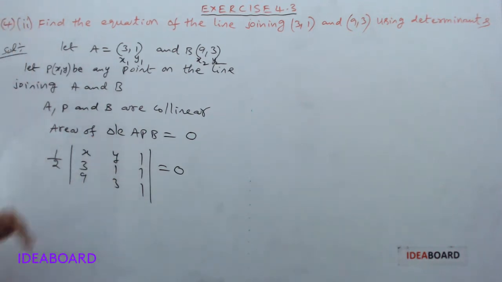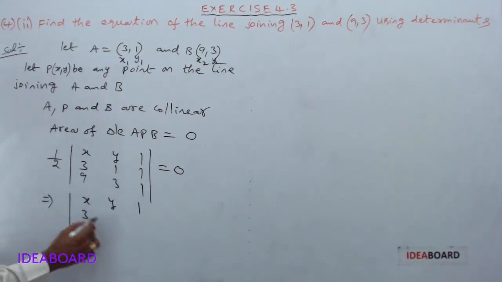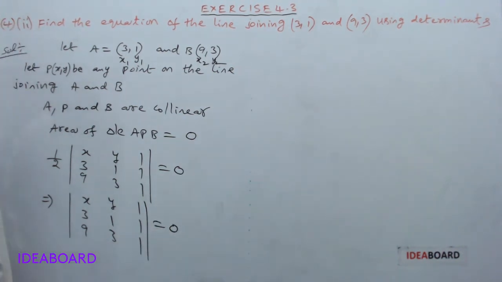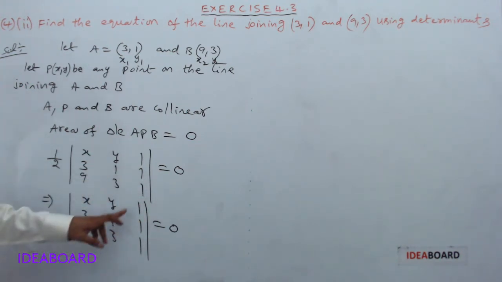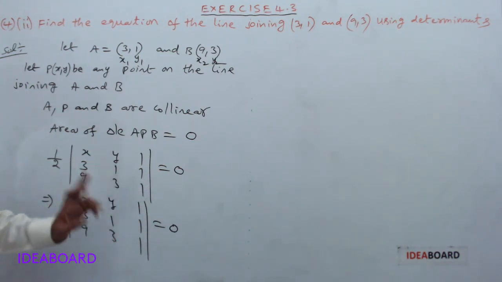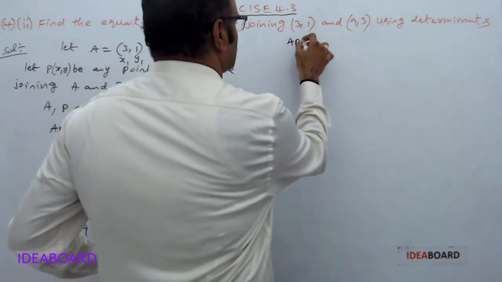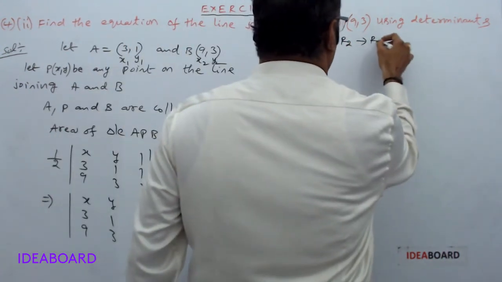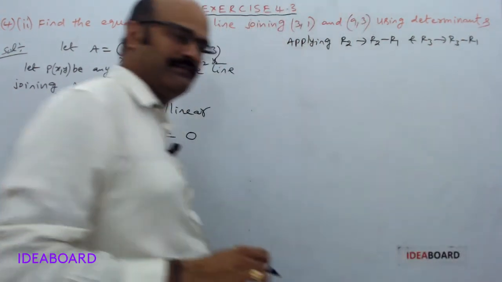Now here we have to simplify this. Write 1 by 2 that side. It implies we have determinant of x, y, 1, 3, 1, 1, 9, 3, 1 equal to 0. Now take R2 implies R2 minus R1, since 1 minus 1 becomes 0. So applying R2 changes to R2 minus R1, and R3 changes to R3 minus R1.